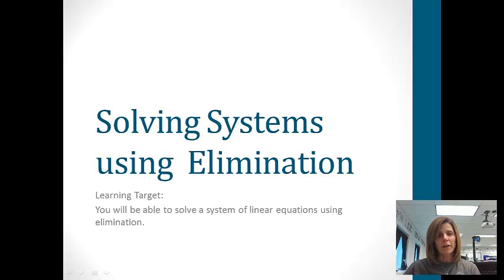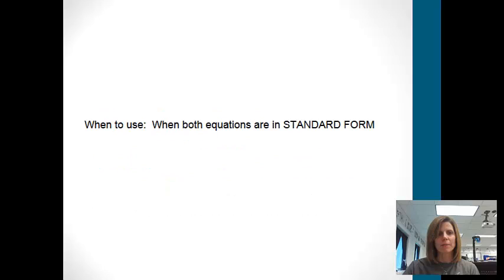Right, so far we have learned that solving two systems means to find where two linear equations intersect. We've solved two systems by graphing and substitution. Now it's time to learn how to solve using elimination. So at the end of this lesson, you will be able to solve a system of linear equations using elimination.